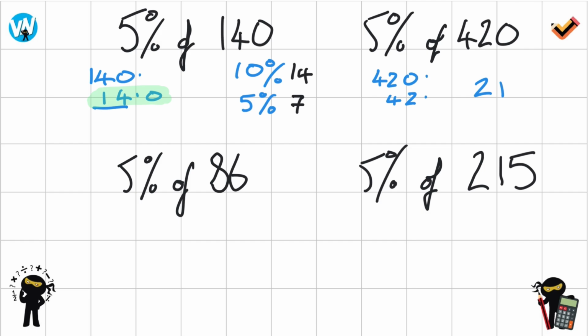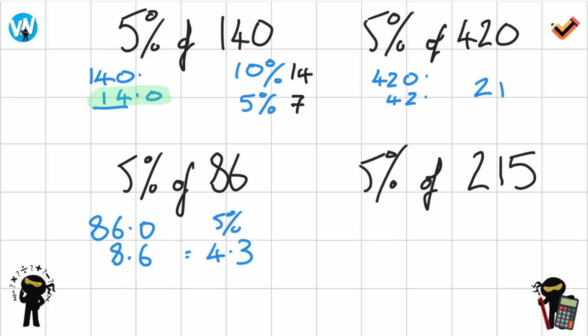What's 5% of 86? Well, 86 is going to become 8.6. All right, so that's 10%. So what's half of 8.6? Well, again, if we just look at those numbers logically, we should be able to work out that half of 8 is 4 and half of 6 is 3. So half of 8.6 is just 4.3. Okay, that's your 5%. Very, very simple.